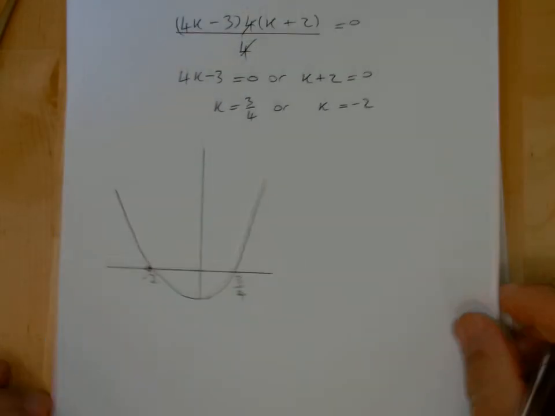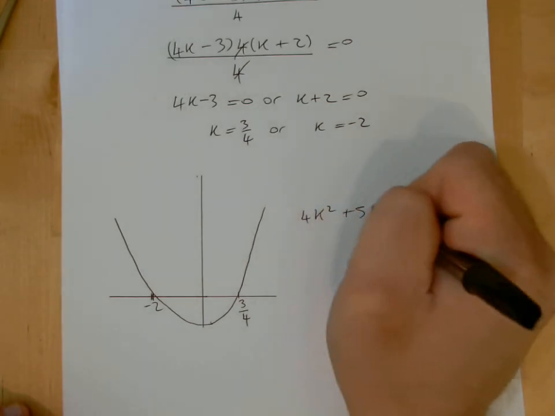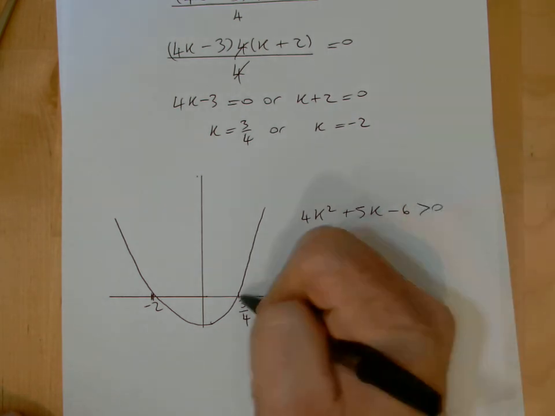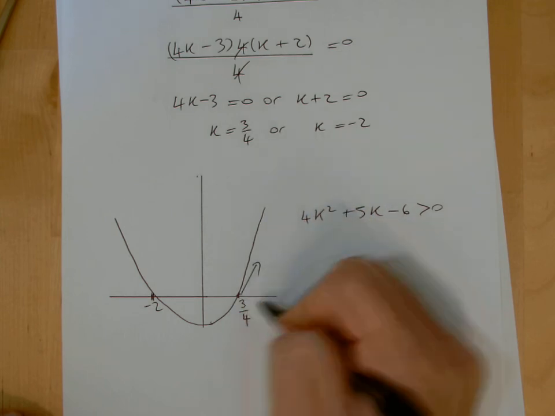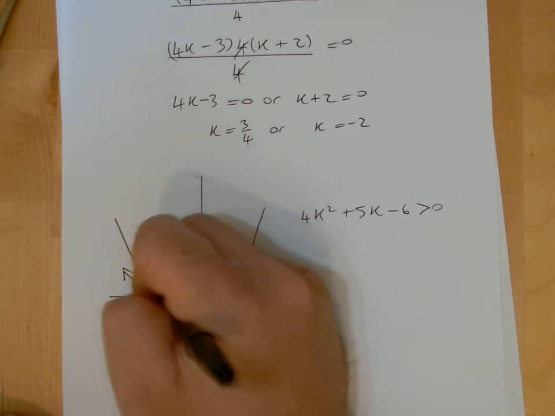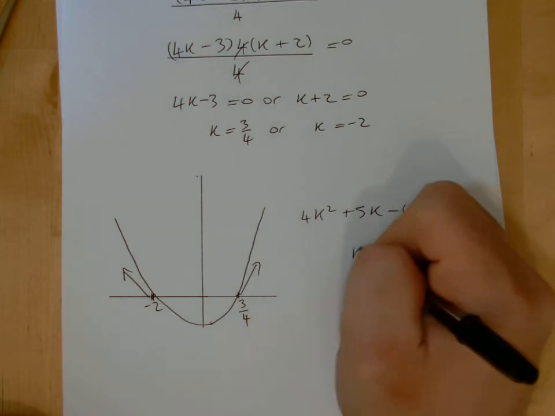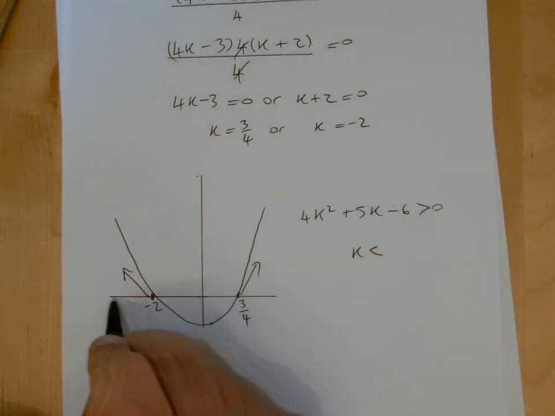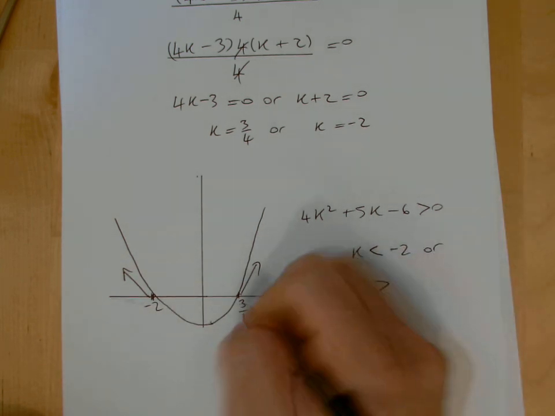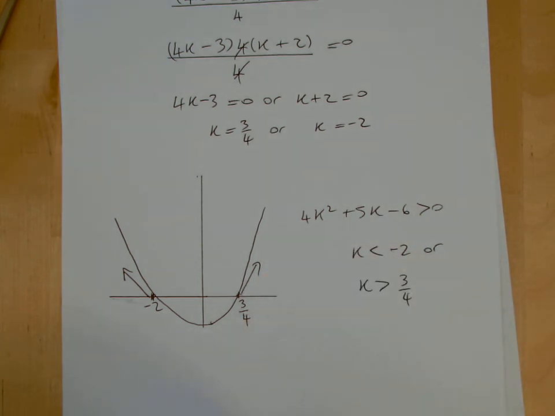going back to our inequality, 4k squared plus 5k minus 6 greater than 0 will be this way from the critical point, because the curve is positive here, and this way from the critical point, where the curve is positive. So we'll say k has got to be less than minus 2, so this positive, or k has got to be greater than 3/4, to give the positive region for that curve.